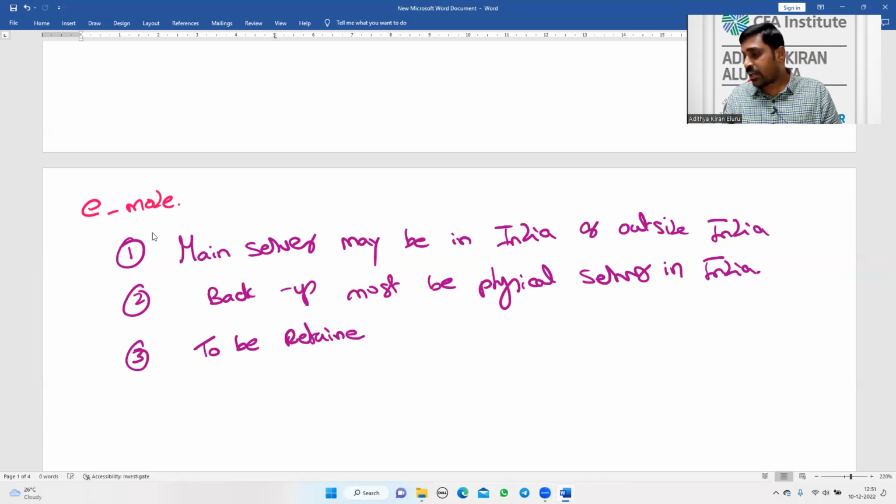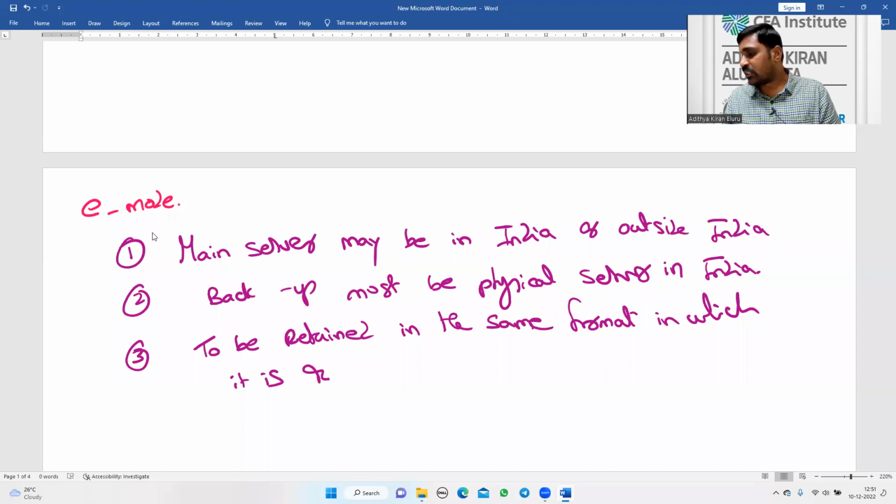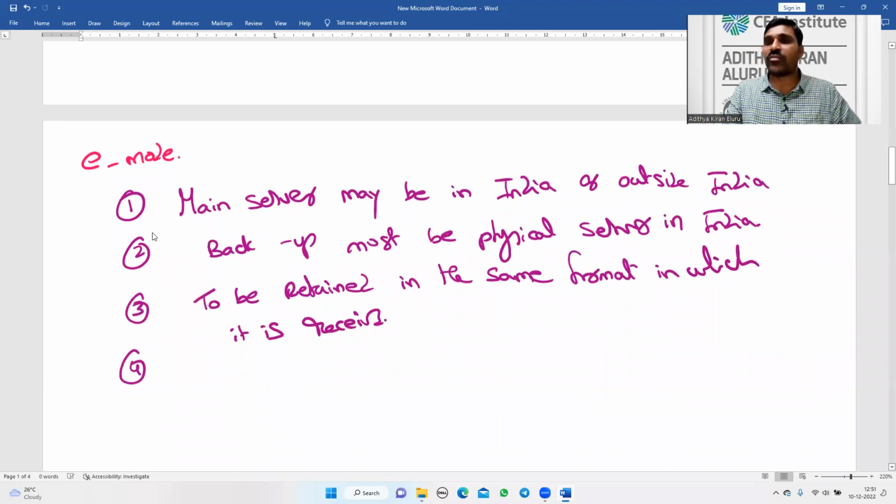To be retained in the same format in which it is received. This is the point. So I have to retain in the same format in which I have received.